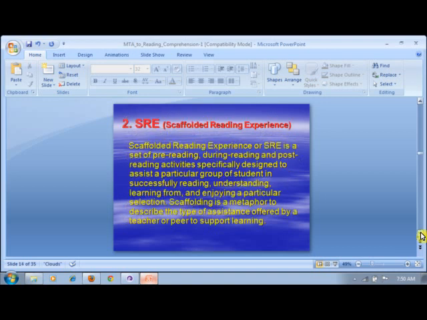Number 2 is SRE, or Scaffolded Reading Experience. Scaffolded Reading Experience, or SRE, is a set of pre-reading, during reading, and post-reading activities specifically designed to assist a particular group of students in successfully reading, understanding, learning from, and enjoying a particular selection. Scaffolding is a metaphor to describe the type of assistance offered by a teacher or peer to support learning.